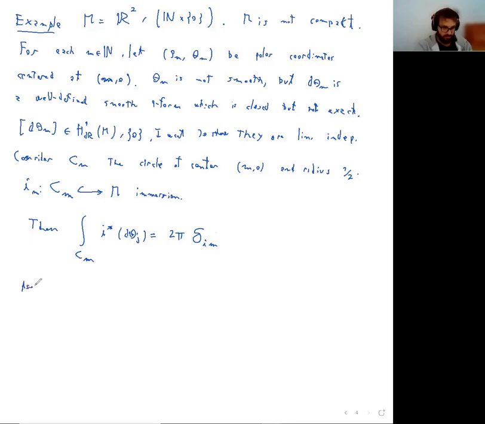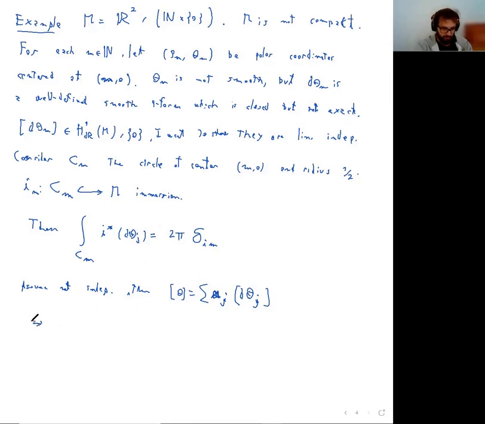Because, yeah, assume not independent, then we can write, let's say, 0 as a linear combination, so sum of a_j d theta_j. And okay, technically we're all talking about de Rham classes, because we have to show that they're independent in the de Rham classes. But the thing is that we know that the integral does not depend on the representative. This is something that we saw.